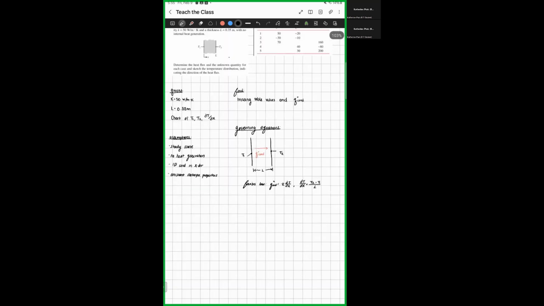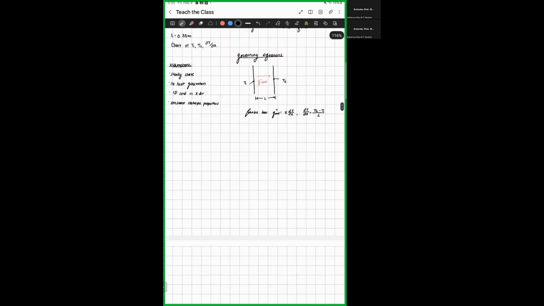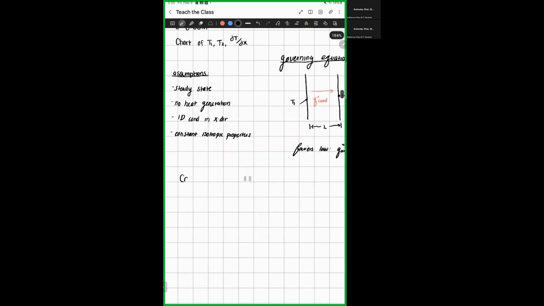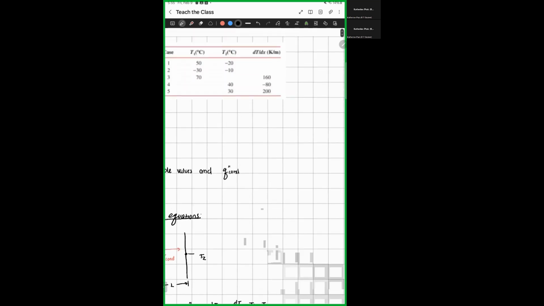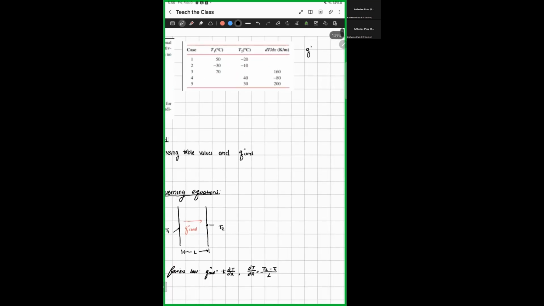Okay, so let us start. Add another page. Let us start with case 1. You can see from this chart up here, we can just add a conduction chart, and that would be in watts per meter squared. So you can see we're given two things, T1 and T2 for this one. T1 is 50 degrees Celsius and T2 is negative 20.